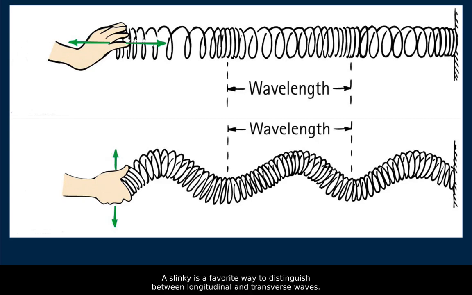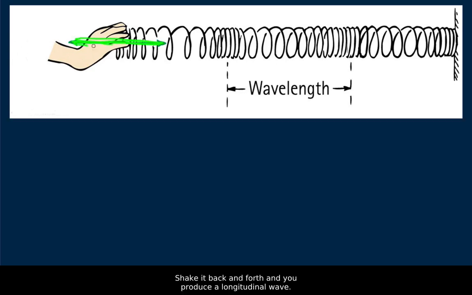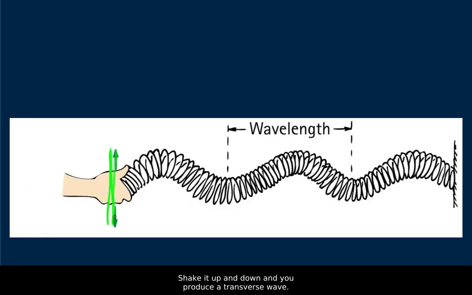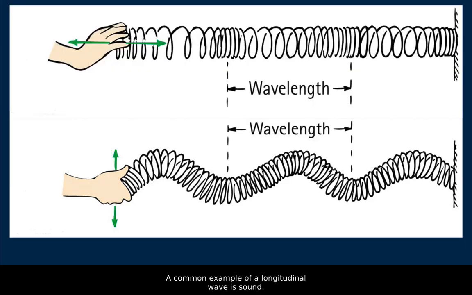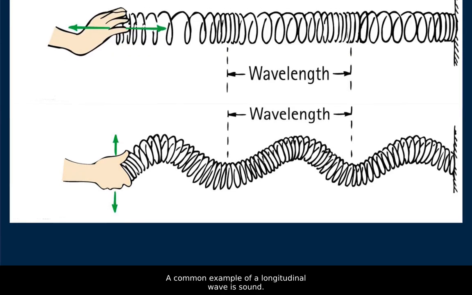A slinky is a favorite way to distinguish between longitudinal and transverse waves. Shake it back and forth and you produce a longitudinal wave. Shake it up and down and you produce a transverse wave. A common example of a longitudinal wave is sound.